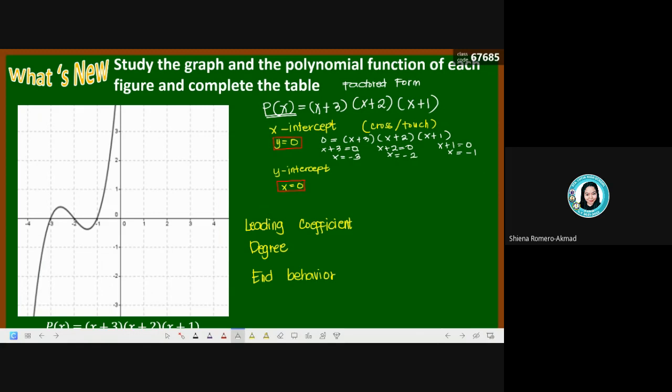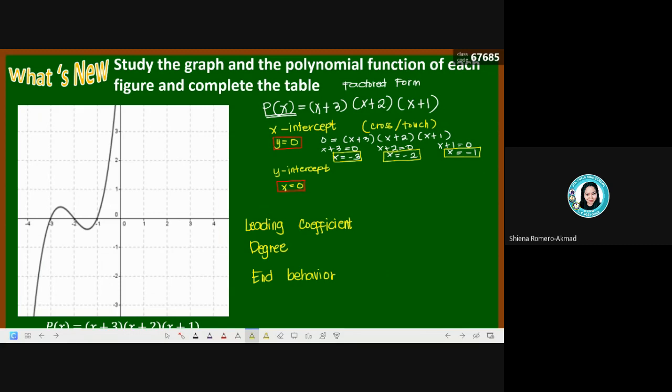Kung ayaw mo na siyang i-equate to 0, okay lang. Kasi you can also do it just by getting the inverse of the sign. So if it's plus, negative yung value ng x. If it's plus, negative yung value. So syempre, kung minus, positive yung value. Okay? So ano na yung mga x-intercept natin. So yung x-intercept natin dito ay negative 3, negative 2, and negative 1.